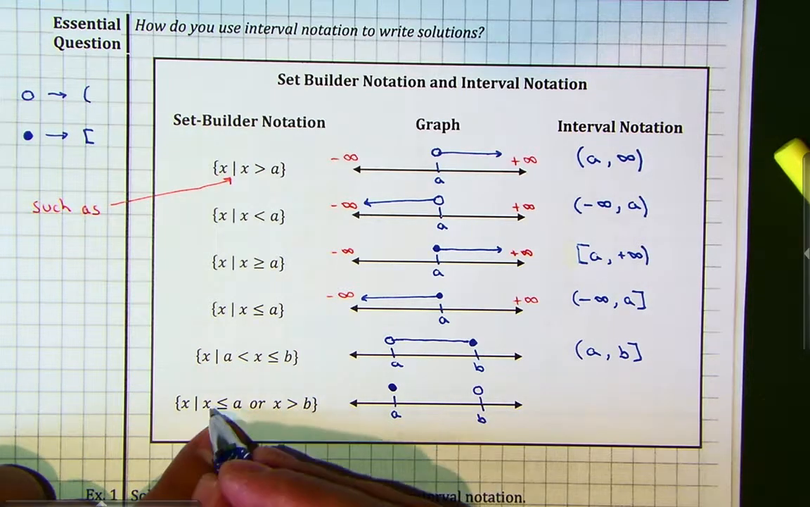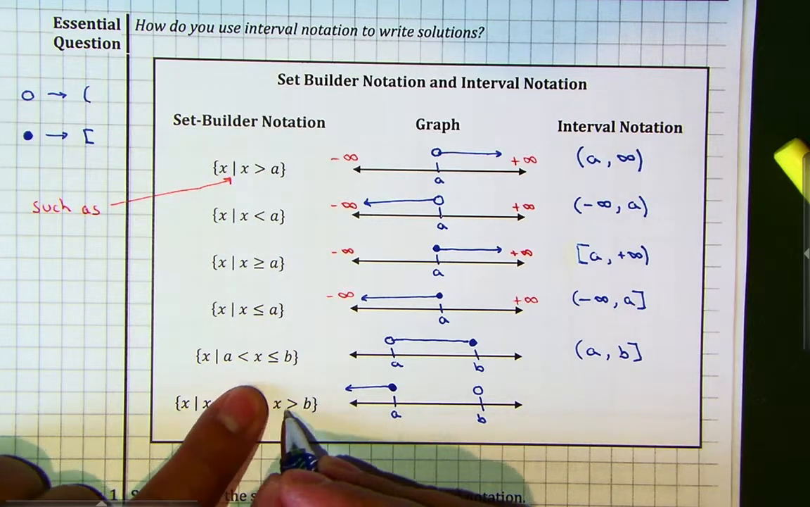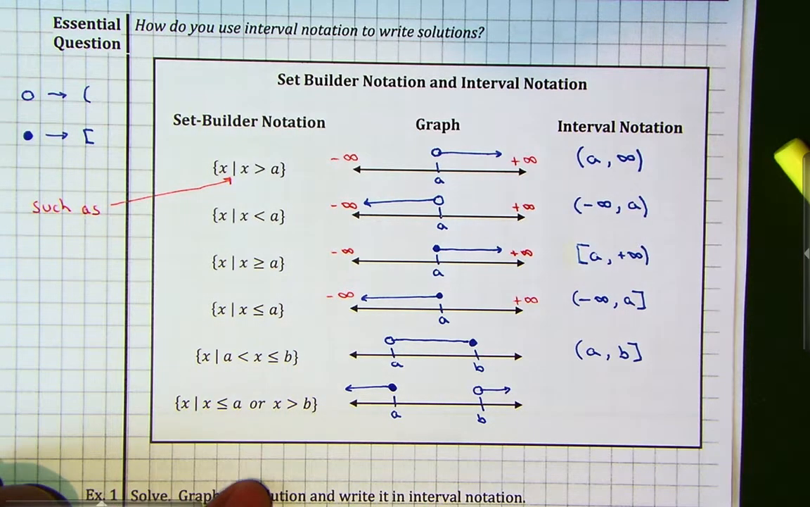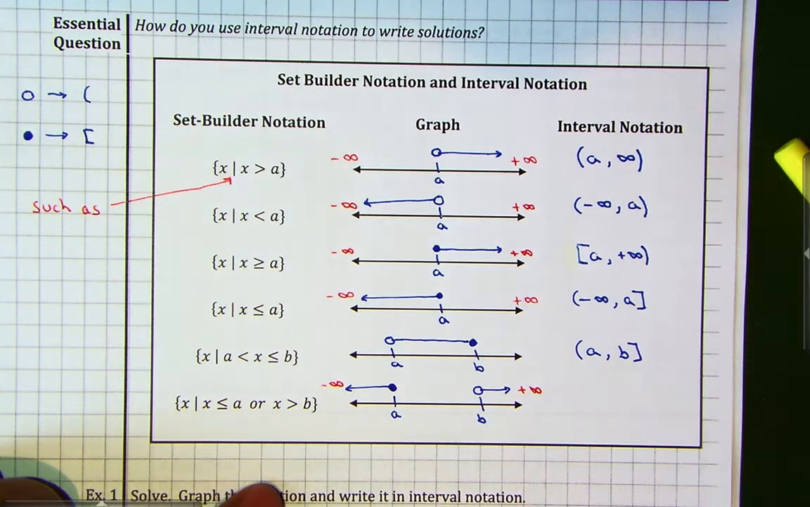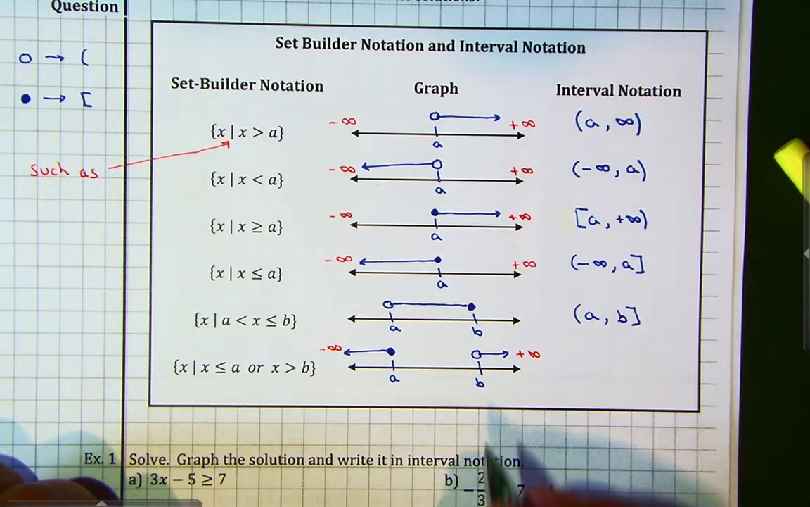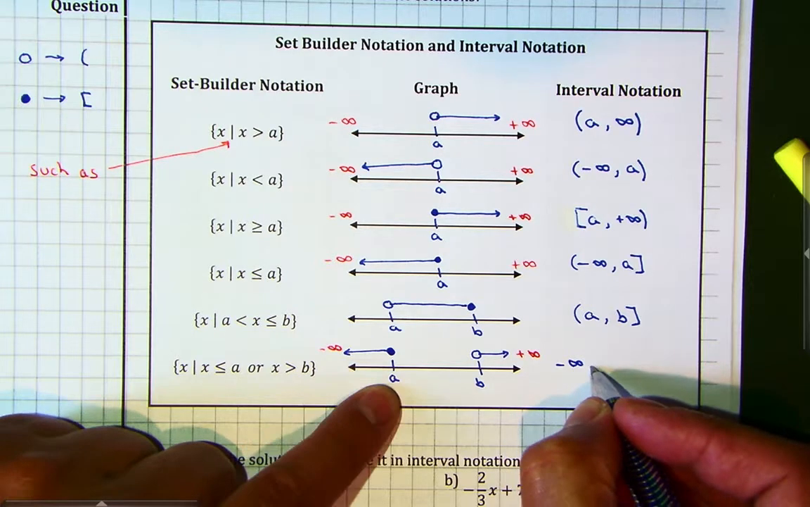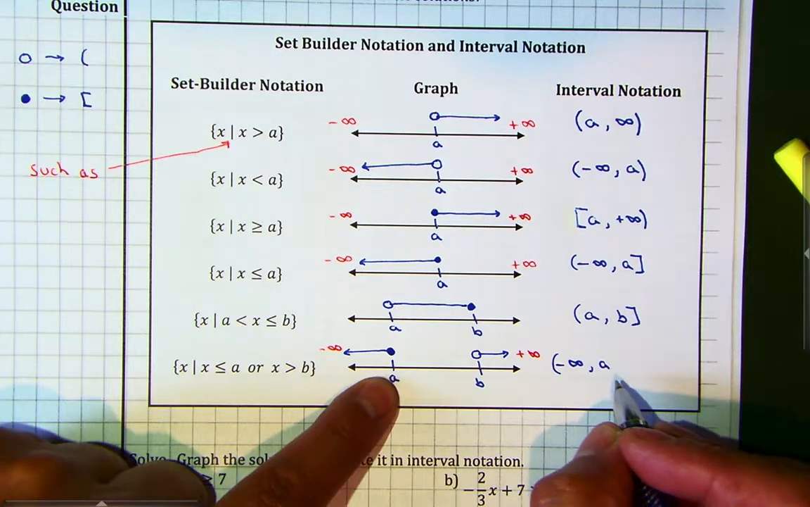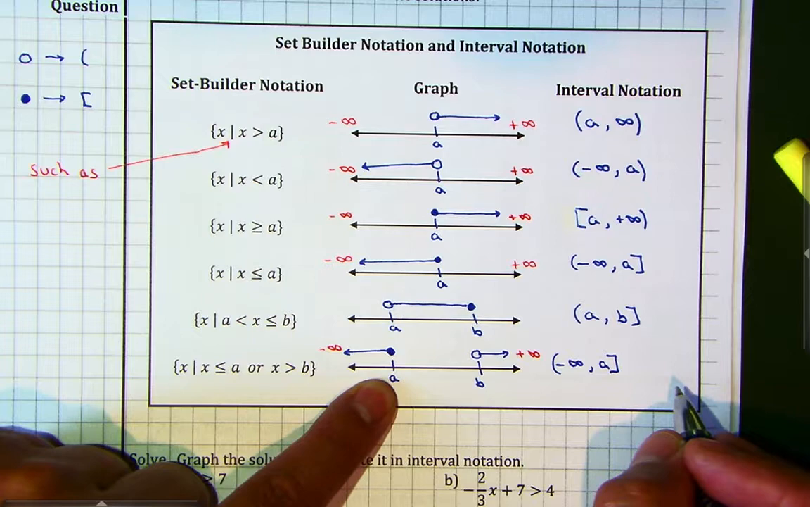All the values of x that are less than or equal to a are to the left. All the values of x that are greater than b are to the right. This is negative infinity, positive infinity on the right. So therefore, we're going to write it down as two separate notations. It'll be from negative infinity all the way to a, where infinity always gets a parenthesis, a will get a bracket, because we do include the value of a.